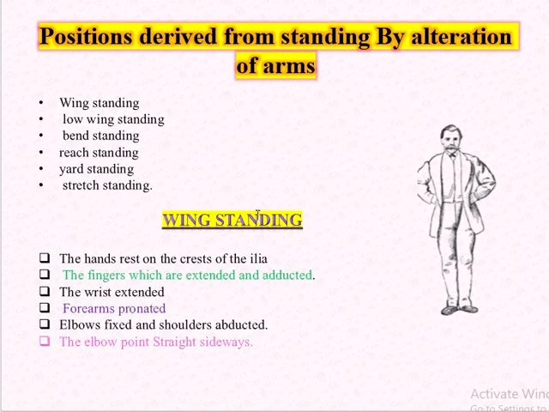First, wing standing. As you are seeing in this picture, wing standing. Hands rest on the crests of the ilia, fingers extended and adducted, wrists extended, forearms pronated, elbows fixed, and shoulders in abduction. Elbows point straight sideways.